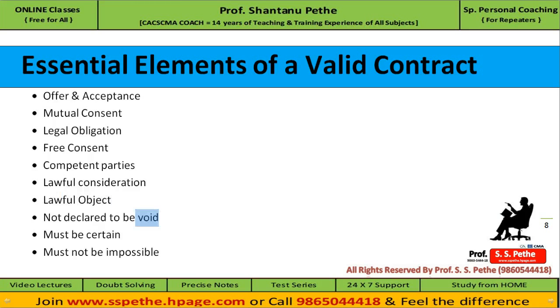Not declared to be void. There are some contracts which are declared by any law to be void. For example, export of rice is banned for a particular period, so you cannot export rice. So these are declared to be void in such cases. So it should not be declared to be void.